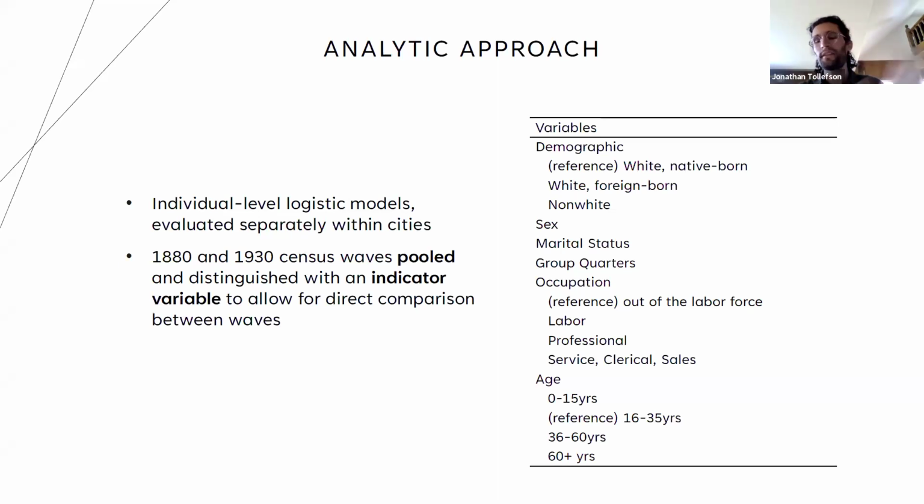Also, nativity is an important part of labor structures in the late 19th and early 20th century, so that's why I'm integrating that in this analysis as well. In order to directly compare model coefficients over time, I'm going to pool the 1880 and 1930 census waves and use an indicator variable to distinguish between those two census years. So we have this set of fully interactive models that make it possible to compare over time.